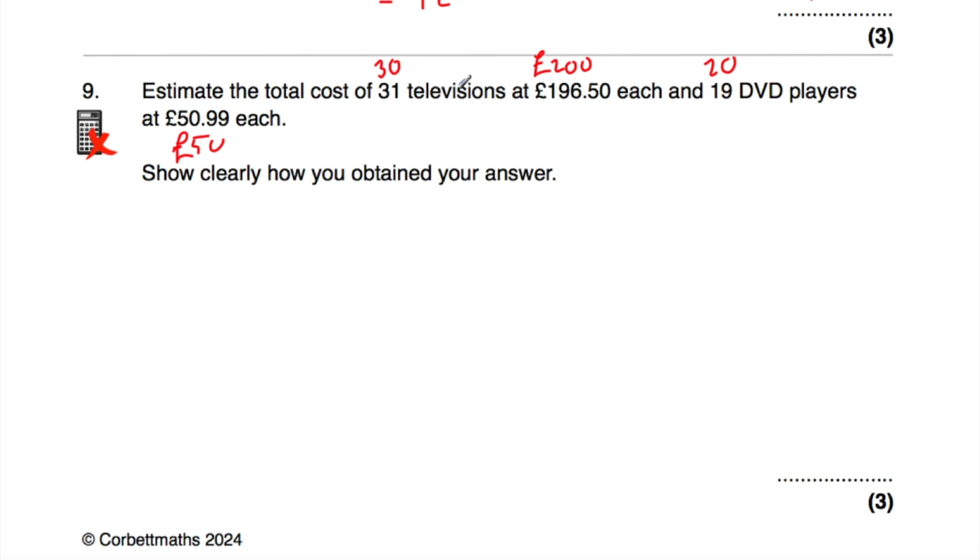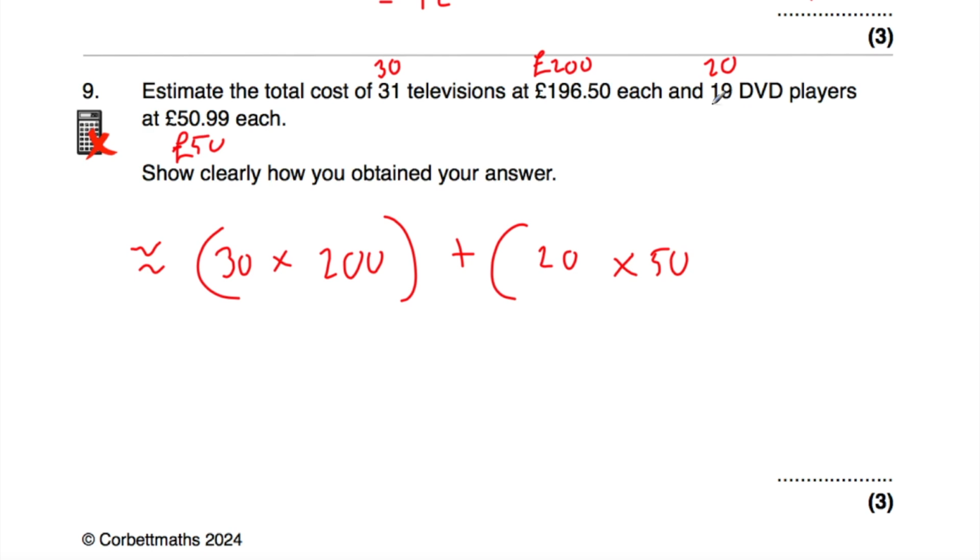Now let's work out the calculation. If we were to work it out exactly, we would do 31 times £196.50, but we're going to do 30, so it's approximately equal to 30 multiplied by 200. So we'll do that bit first of all, and then we'll get that answer, and we'll add together what we get when we do 20 multiplied by 50. When we round these to one significant figure, instead of doing 19 times £50.99, we're going to do 20 times £50. So let's see what we get. 3 times 2 is equal to 6, and add on 1, 2, 3 zeros, so that's going to be £6,000, plus 2 times 5 is 10, and then add on our 2 zeros, 0, 0.